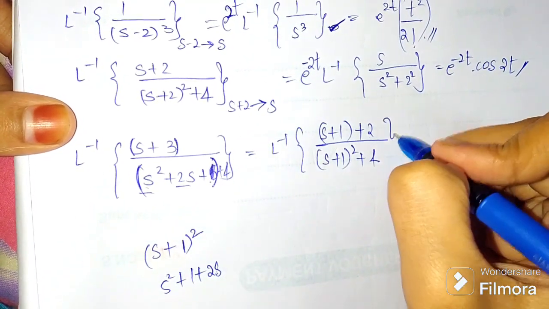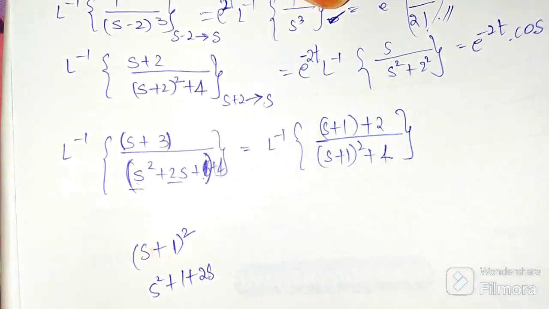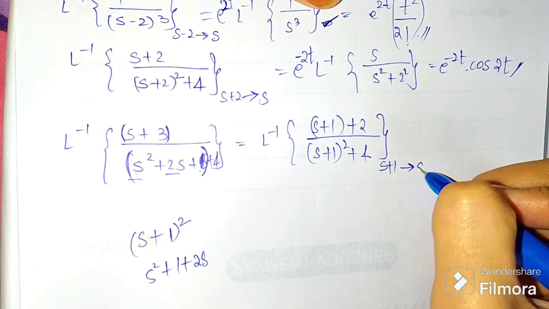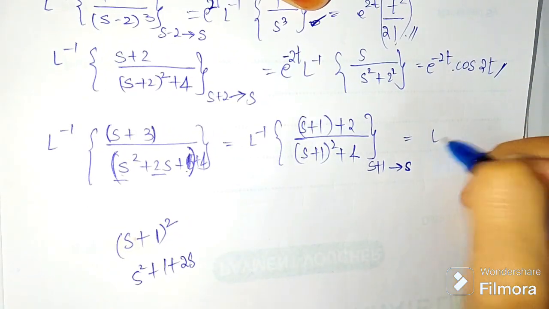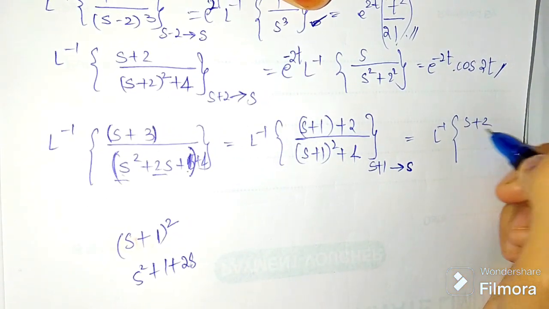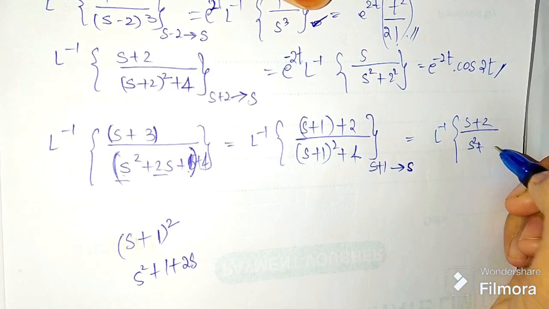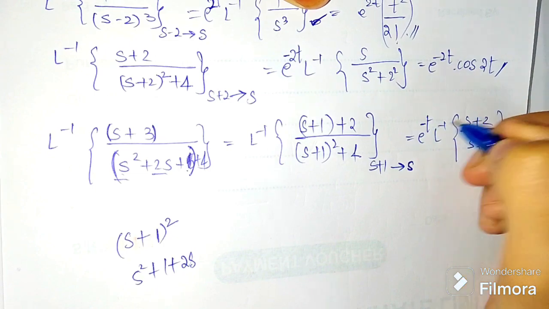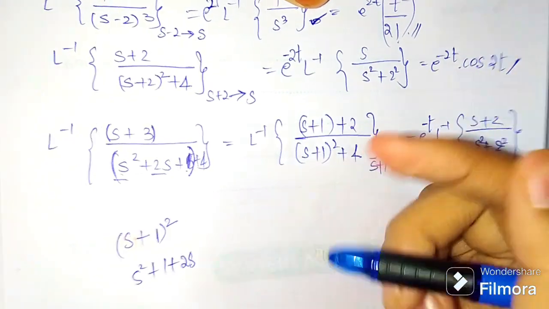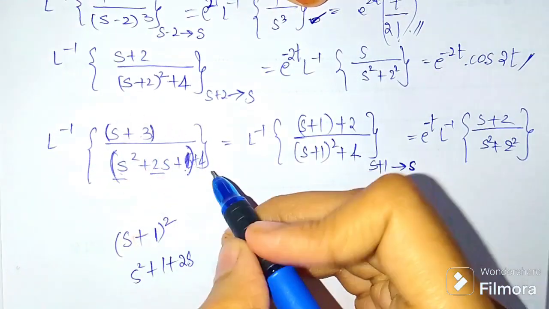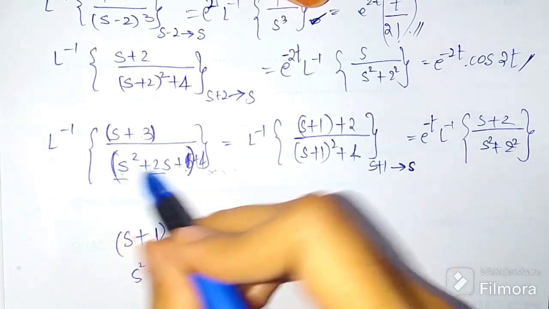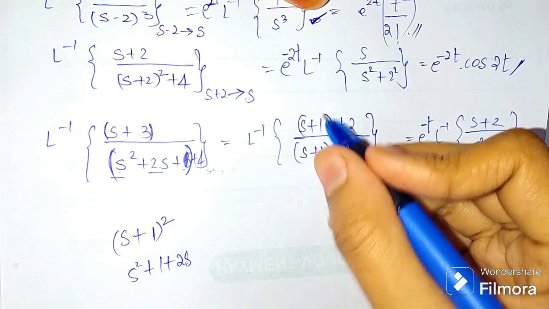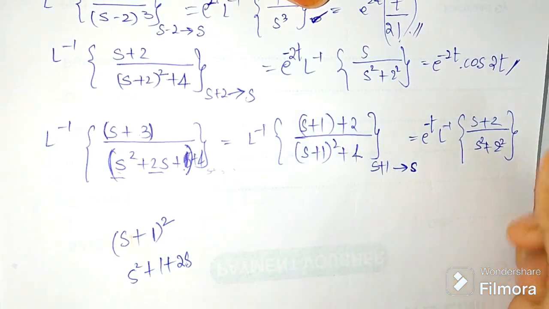Now how can I shift? I'll shift my s plus 1 to small s, and I'll write this as s plus 2 by s square plus 2 square. But outside I should write e power minus t. See here, s plus 3 is there. If I want to shift s plus 3 to s, I don't have anything in the numerator. What will I write for the numerator? So that's why we should have it in both terms. Only then can we shift easily.